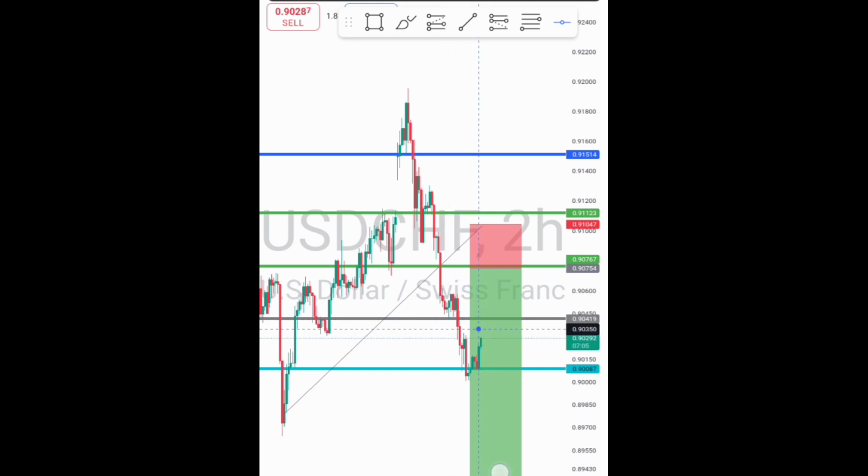If the market pushes to this psychological level, and we see a strong confirmation of a bearish candlestick, that's where we know that we enter this trade and sell down to the next resistance level.